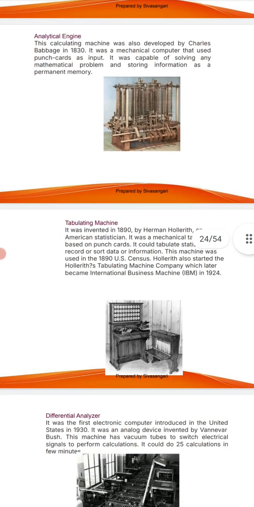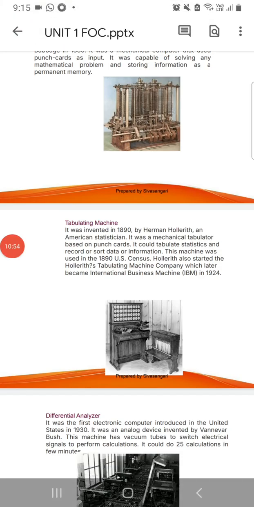Next one is tabulating machine. It was invented by Herman Hollerith, an American statistician, in the year 1890. It was a mechanical tabulator based on punched cards. It could perform statistics and record or store data or information. This machine was used in the US census in the year 1890.